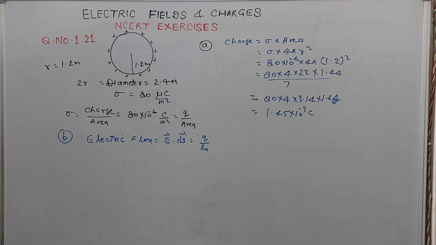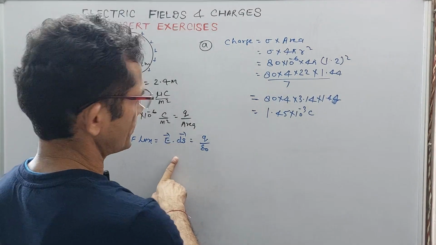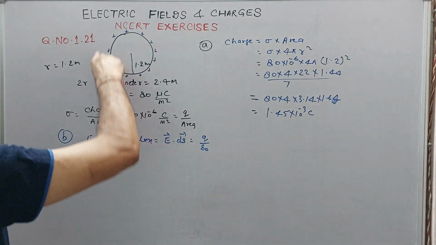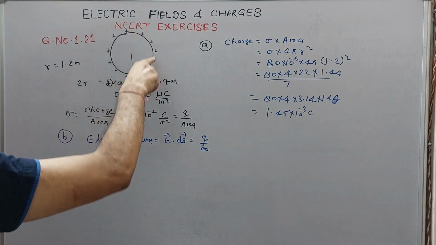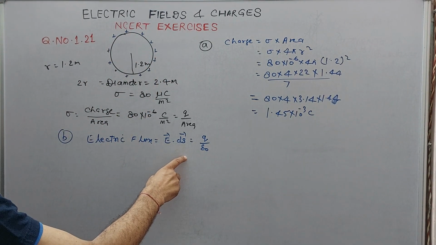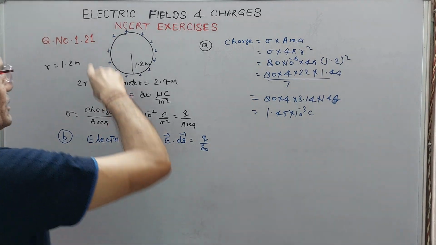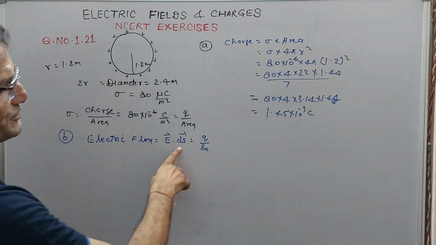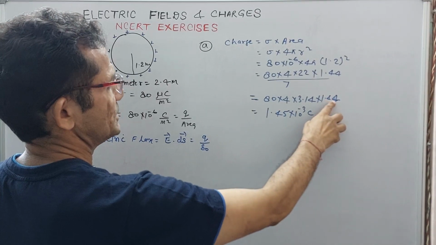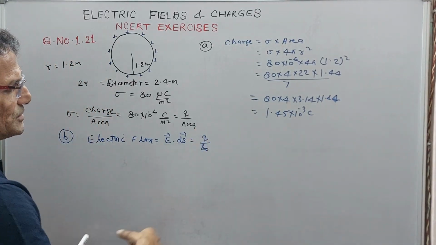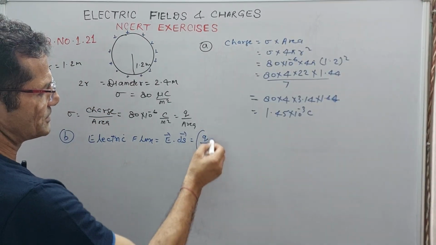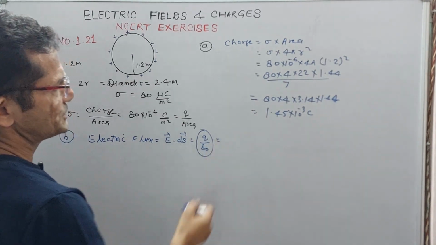Q upon epsilon naught. For E dot ds, we need to find the electric field on the surface of the conducting sphere, and ds is 4 pi r square, the area of the sphere. But it is better to use this Q upon epsilon naught. If I use this value, it is very easy to solve.